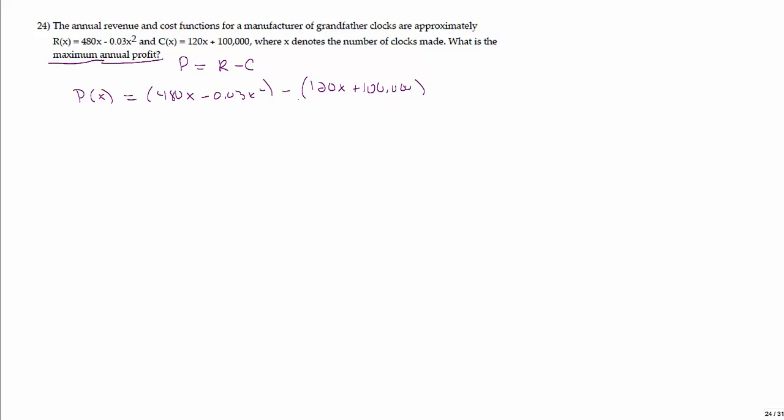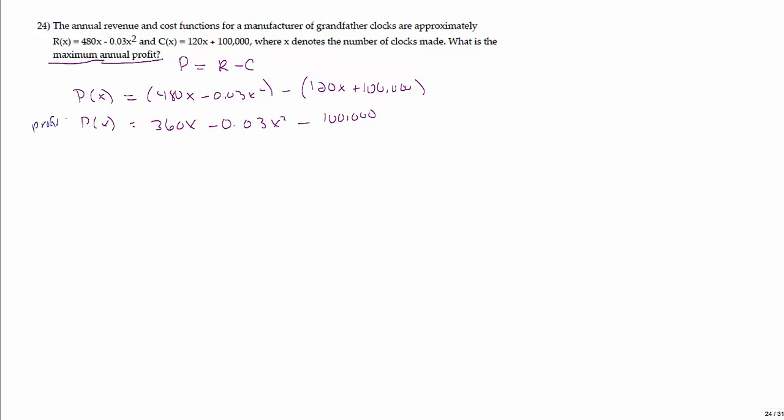Okay. Make sure you distribute your negative sign to the cost function. So I'm getting 480x minus 120x. I'm going to get 360x minus 0.03x squared, and then minus the 100,000. So that is my profit function.